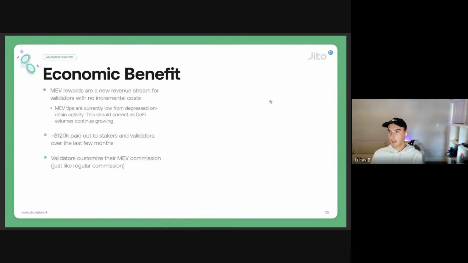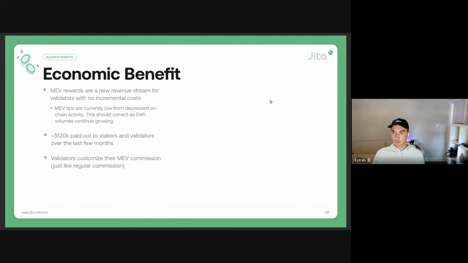Cool. So I'll go through some of the benefits. MEV is a new revenue stream for validators compared to just running the normal Solana Labs client. I guess you could somewhat say that priority fees are a version of MEV fees. This is slightly different. You don't really have to set up any extra hardware if you don't want to. Running the validator is free and permissionless. There's no incremental cost.